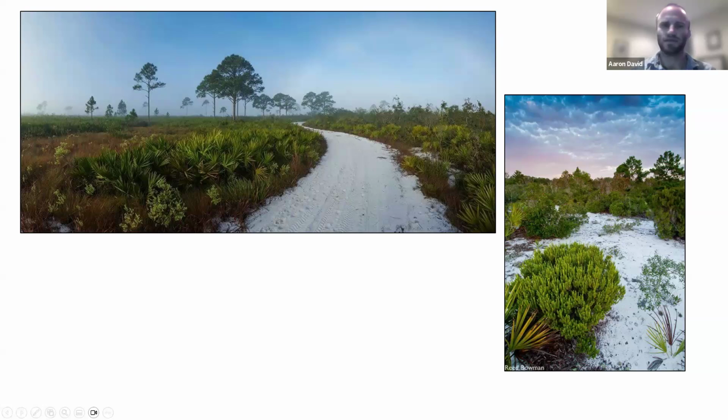I don't know if you guys can see. Actually, you know what? I can put the pointer on. Let's put this pointer on. All right, hopefully you guys can see the pointer. So it's named for the namesake species, the Florida rosemary, Serratiola ericoides.